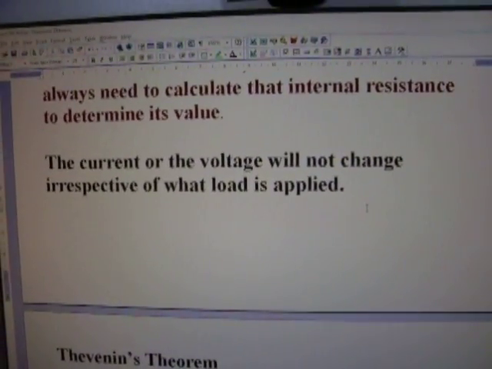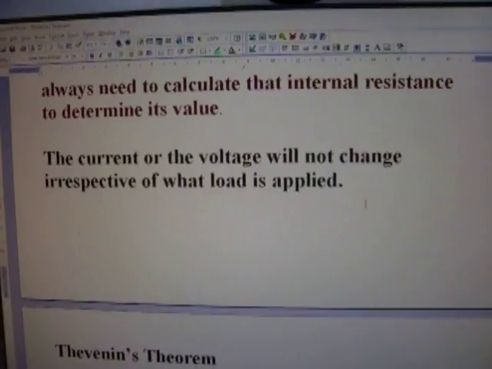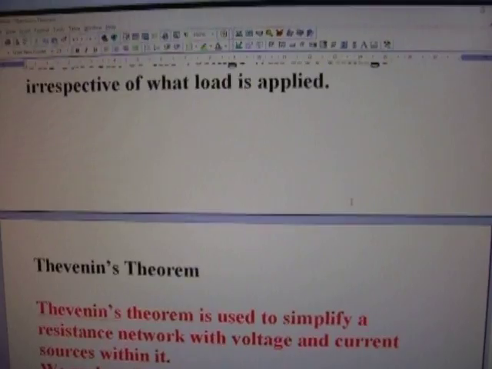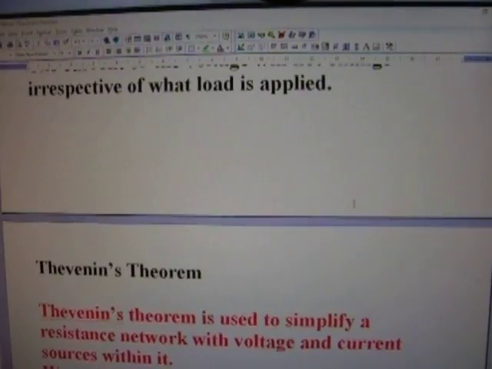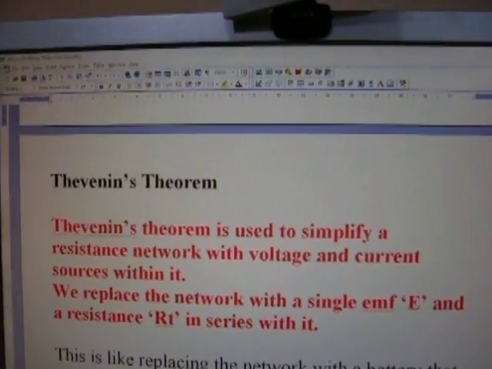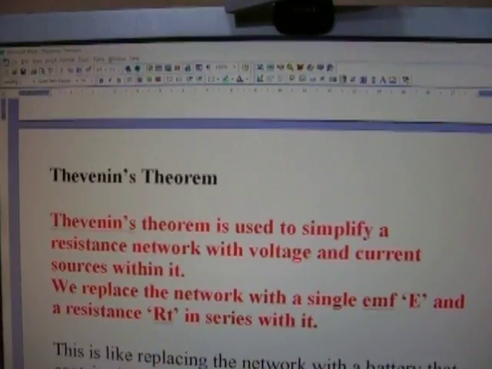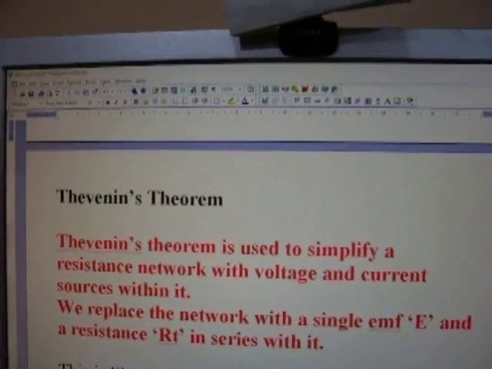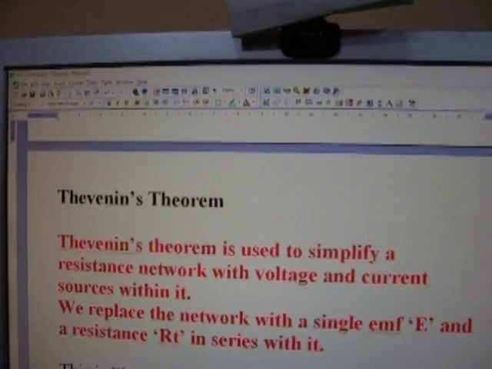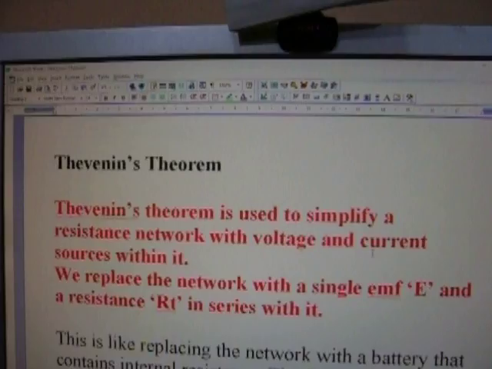So let's look at how that comes about. Thevenin's theorem. Okay, now obviously some of you will be able to pronounce Thevenin's far better than myself. I have a problem getting my tongue wrapped around Thevenin's. Okay.